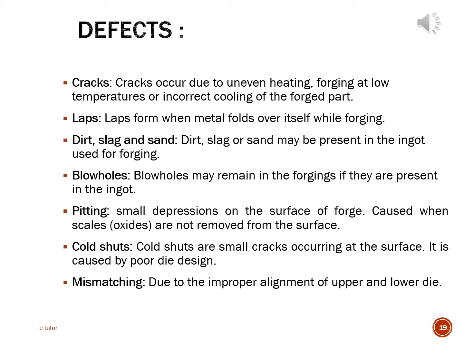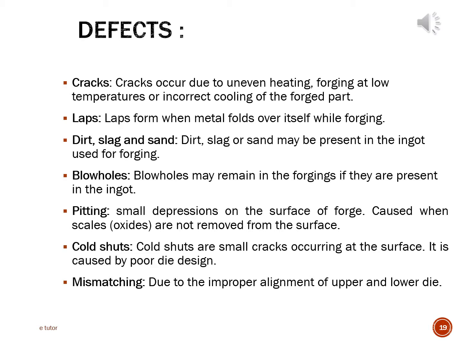Next is lap. Lap forms when metal folds over itself while forging. Next is dirt, slag and sand. It is an inclusion of dirt, slag or sand in the ingot. Next is blowholes. Blowholes may remain in the forging if they are present in the ingot. Pitting defect. Small depressions on the surface of the forging caused when small oxides are not removed from the surface. Next is cold shut. Cold shuts are small cracks occurring at the surface. It is caused by poor die design.